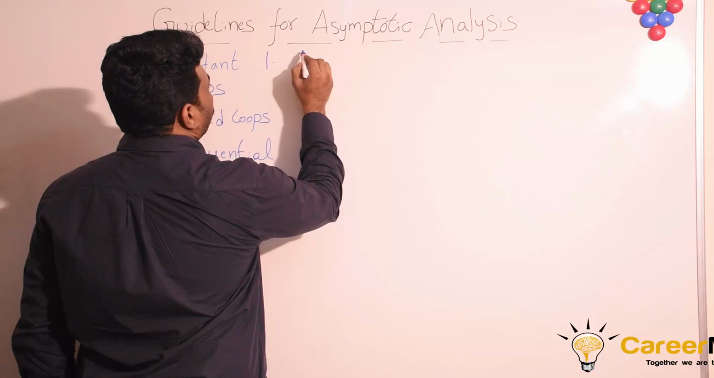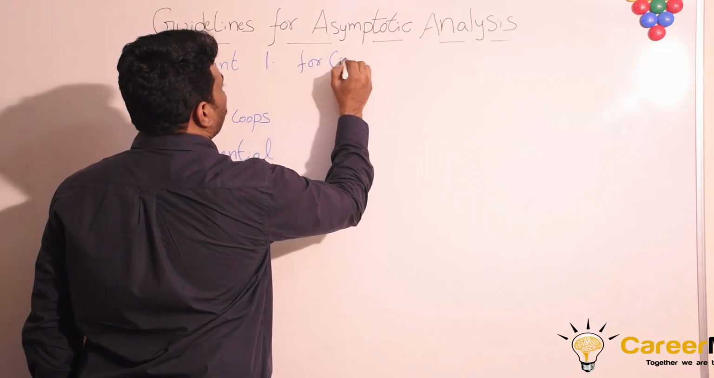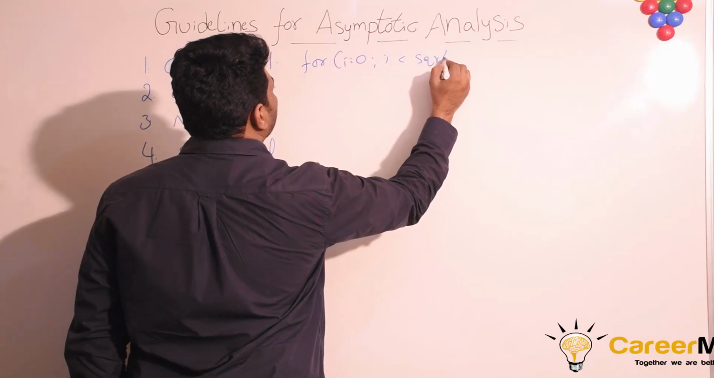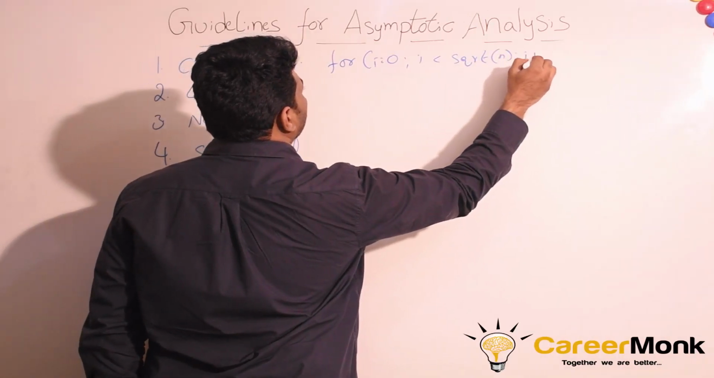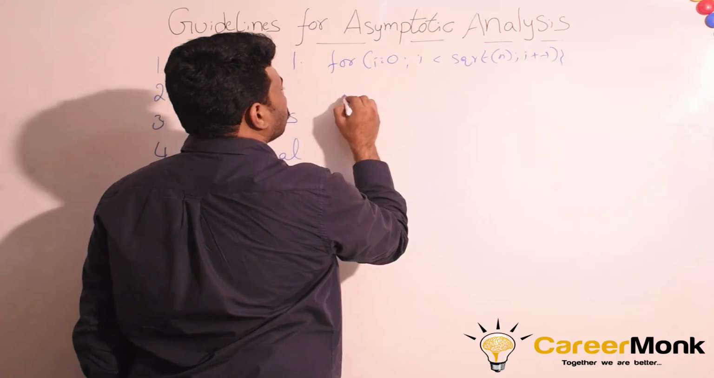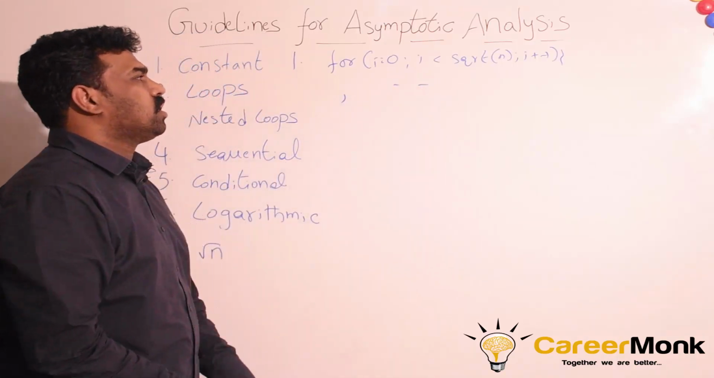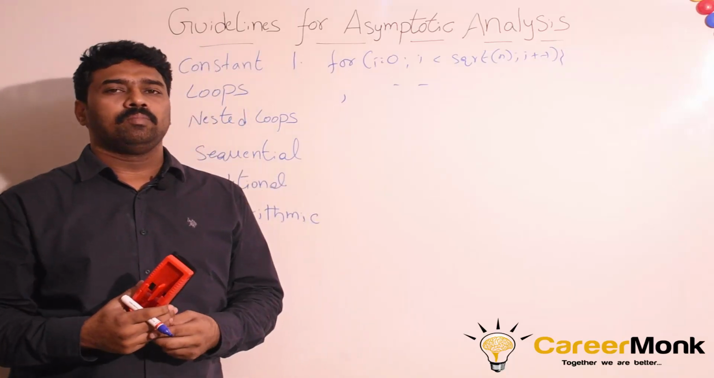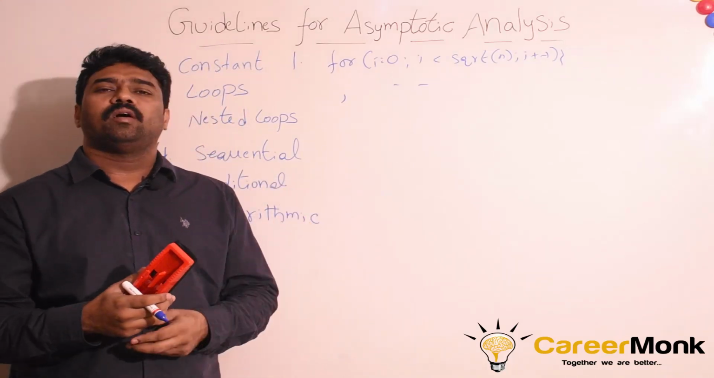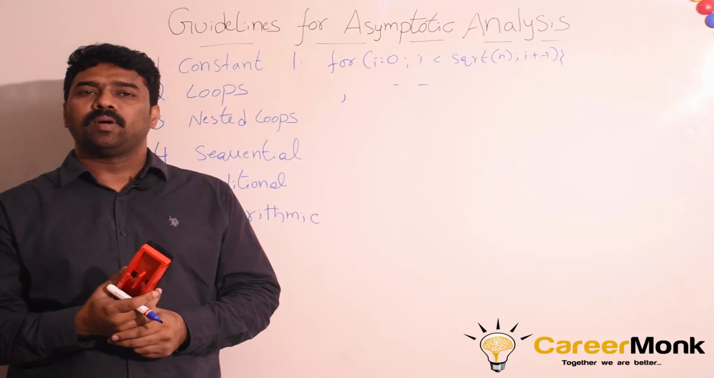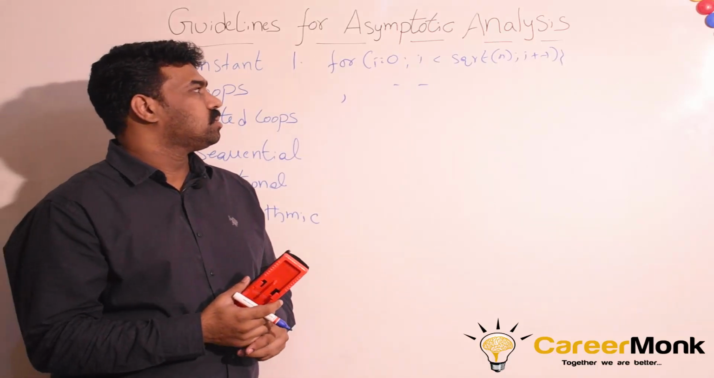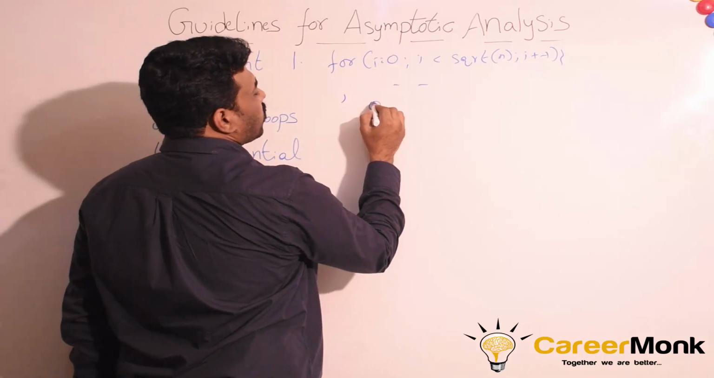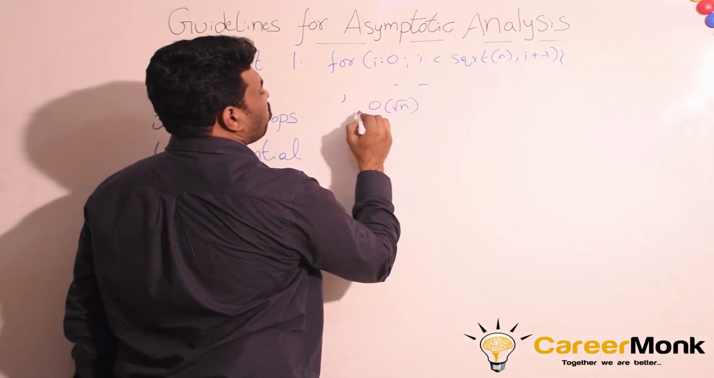One such way is for i equal to 0, i less than some function of n. Here we are starting at 0, going till square root of n. This is available in C and C++. Similarly, we can find the other functions in Java and Python or other leading programming languages. It is clear that the overall running time of the algorithm is square root of n.